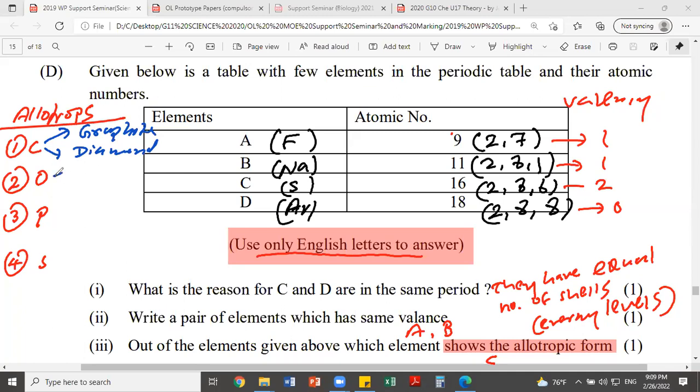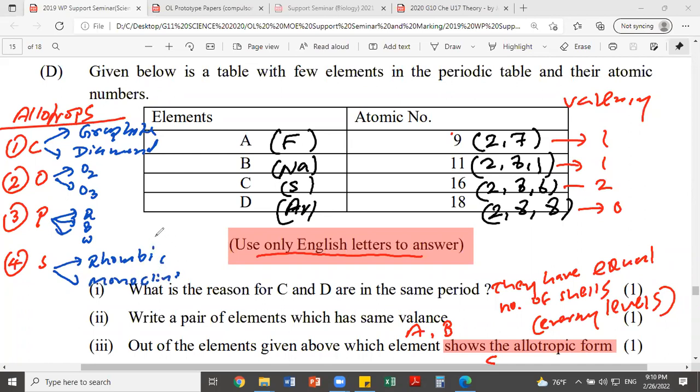What are the allotropic forms of oxygen? O2 and O3, ozone. Phosphorus has 3 allotropic forms: red phosphorus, black phosphorus, white phosphorus. Sulfur has 2 allotropic forms: rhombic and monoclinic.